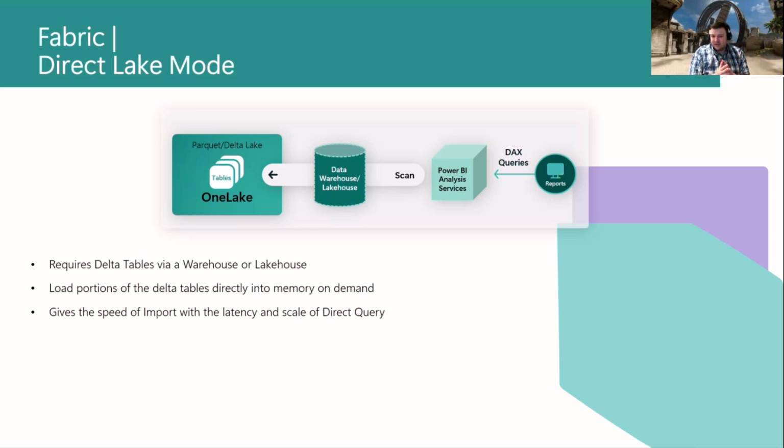So what we can do is a direct scan from the semantic model immediately over to what's inside our OneLake. This gives us the ability to not have to do refreshes, so we don't have to do batch loading, but we also get the up-to-date timeliness of direct query at the same time.